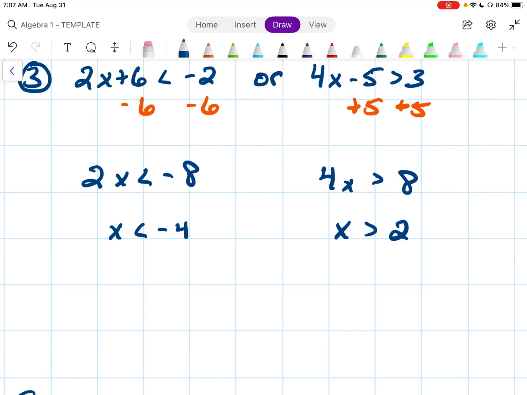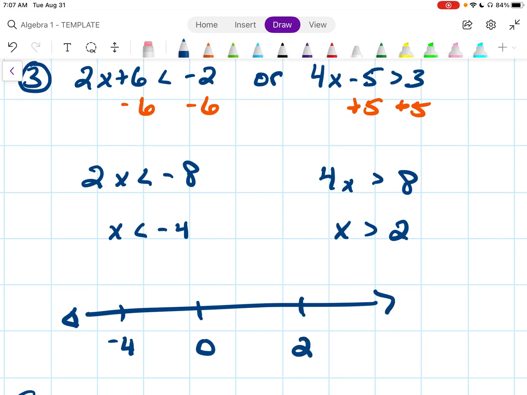So I'm going to draw my number line. I want to have a -4 on it. I'll put 0 on it, and I'll put 2 on it. Starting off at -4, it's going to be an open circle, and it says x is less than, so I'm going to be shading to the left.